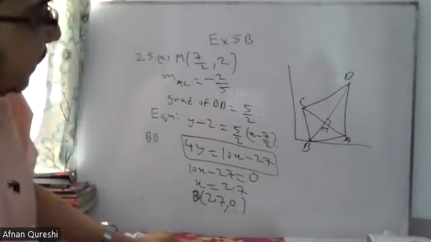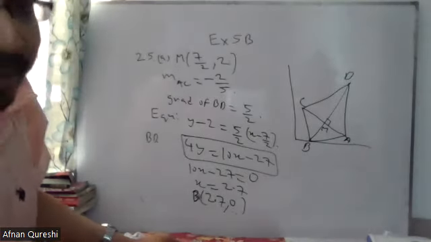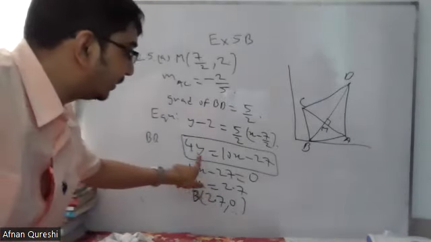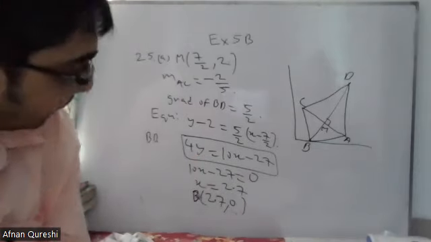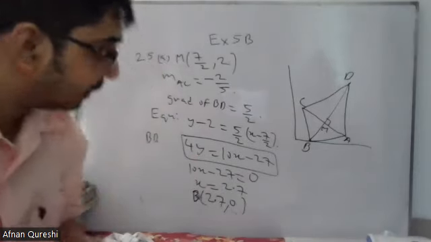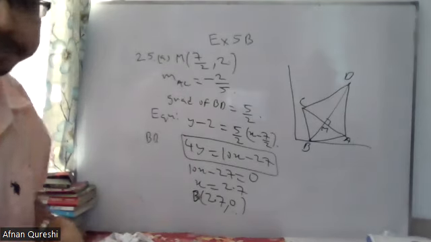B lies on the line BD definitely, and it lies on the x-axis, so the value of y is 0. If I put the value of y over here, I get the value of x. Okay.